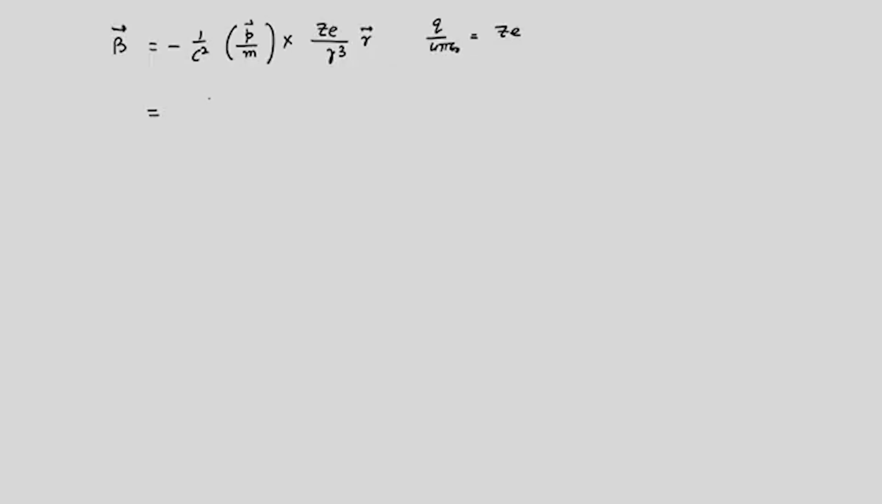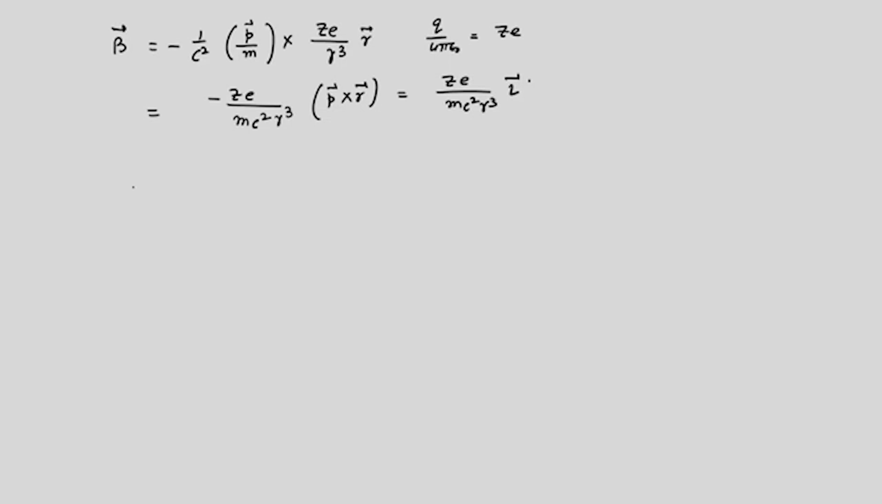So, if you simplify this, this is equal to minus Ze divided by m c square r cube, and then there is a p cross r, and if you remember, r cross p is equal to L, and that is p cross r equal to minus L. So, this minus sign gets absorbed and one gets L. Okay. So, B can be expressed in terms of the angular momentum of the electron.